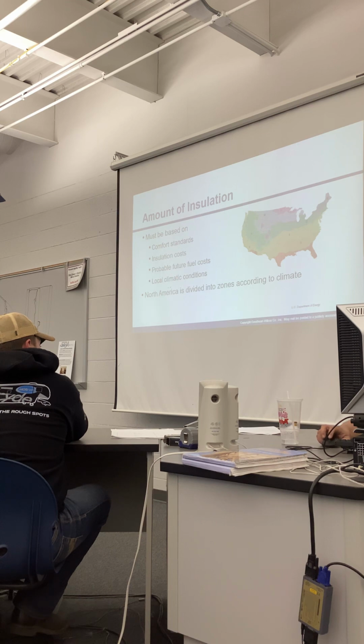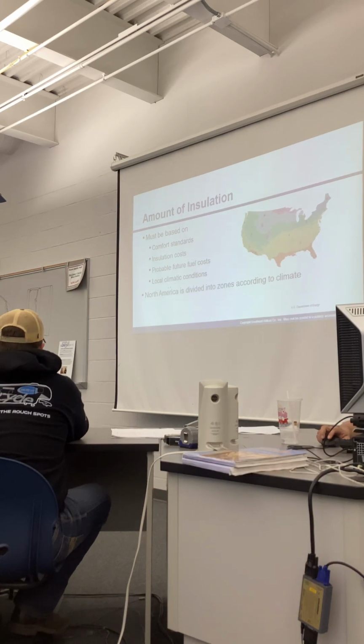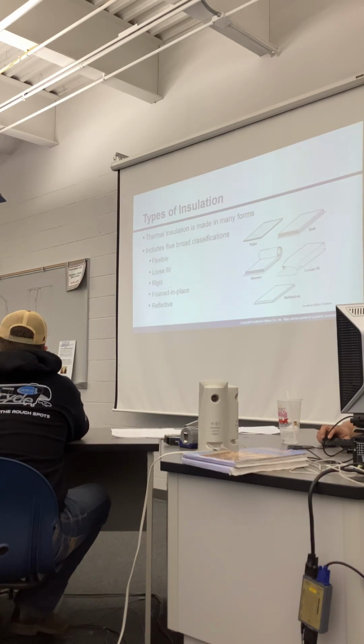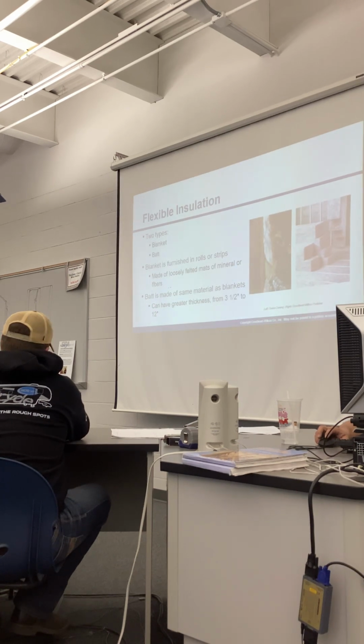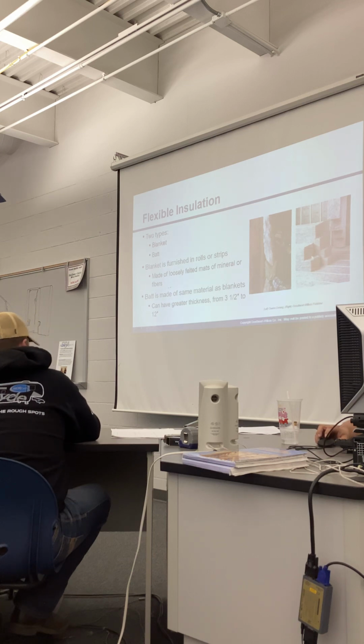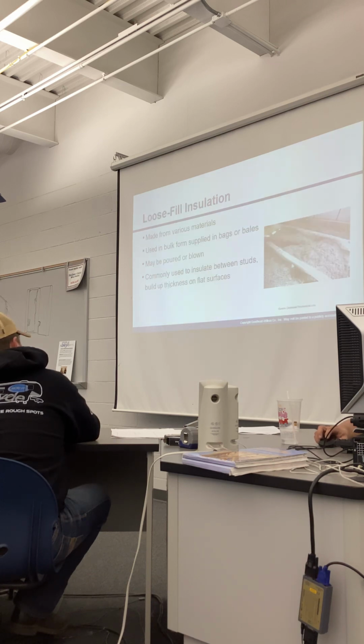Here's some different types. You have flexible, rigid insulation, batt insulation, blanket insulation, loose fill, reflective is what Josie was talking about. Here's flexible, non-faced. Faced means it has paper on one side. Unfaced means it doesn't. Here's a loose fill insulation, my least favorite insulation of all of them.